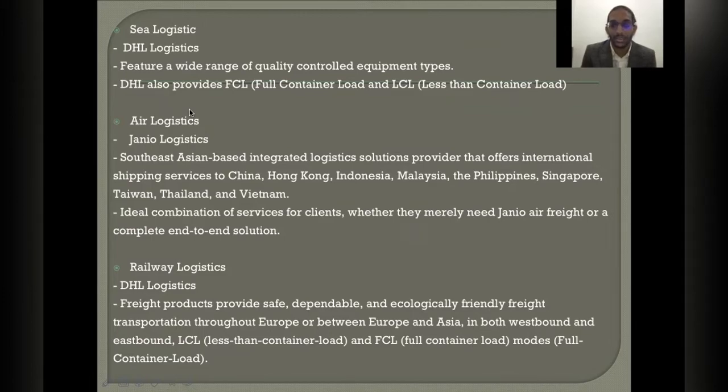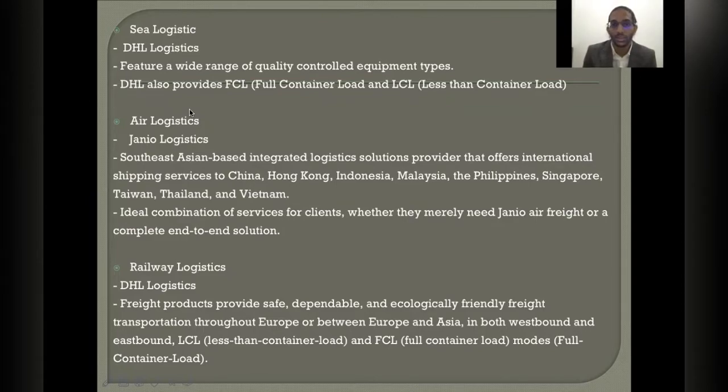Next will be air logistic, which is air freight. The one we choose to support us will be Jani Logistic. Jani Logistic is also a popular logistic company as they cross Southeast Asia, and they are an integrated logistic solution provider that offers international shipping service to China, Hong Kong, and other Southeast Asian countries. It is an ideal combination of service for clients, whether they merely need air freight or a complete end-to-end solution.